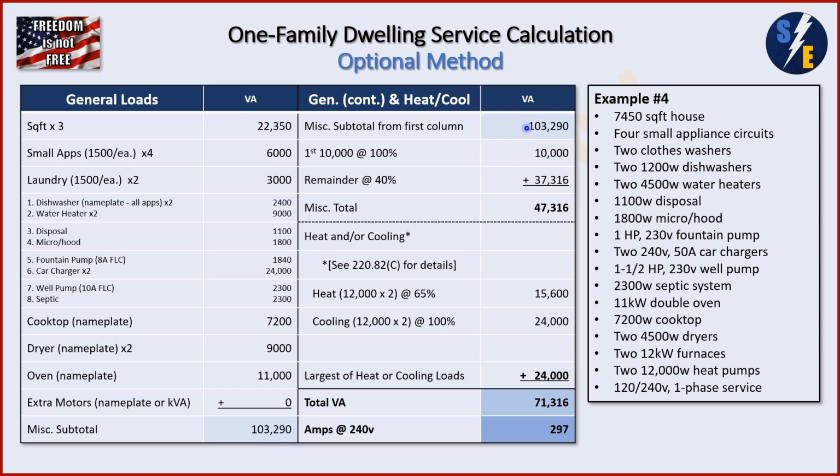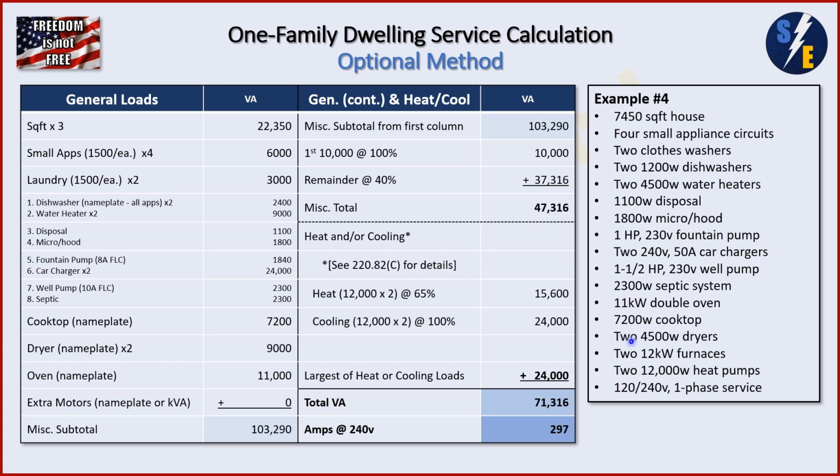Slide it up here, take the first 10,000 out, that leaves us with what, 93,290? 40% of that is 37,316. Add back in the 10,000, we get 47,316 for our total there.